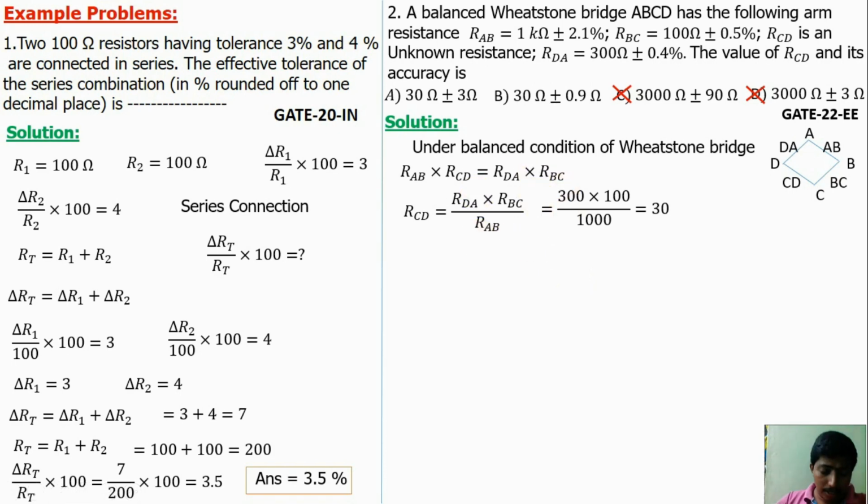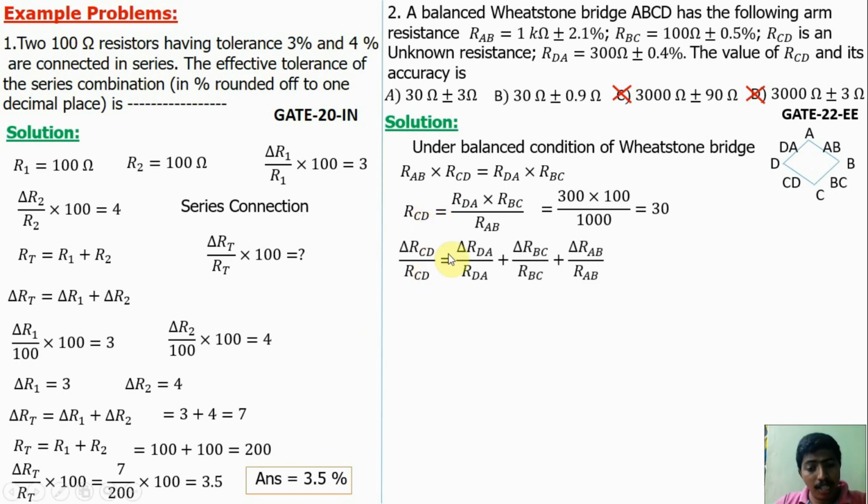If the term has multiplication and division, we know the rule 3 for the uncertainties: the percentage of uncertainty is equal to the addition of the uncertainties in percentage. So we will get del RCD by RCD into 100 is equal to del RDA by RDA into 100 plus del RBC by RBC into 100 plus del RAB by RAB into 100. So RDA in percentage is 0.4, RBC in percentage is 0.5, and RAB in percentage is 2.1, so we will get 3%.